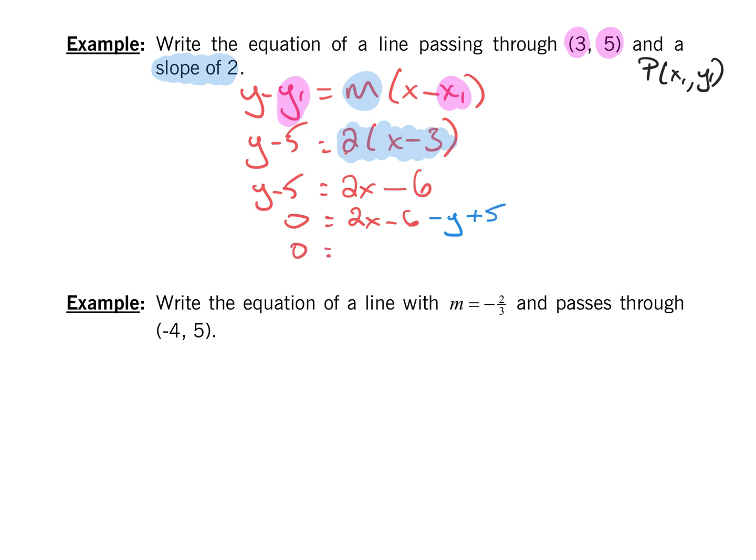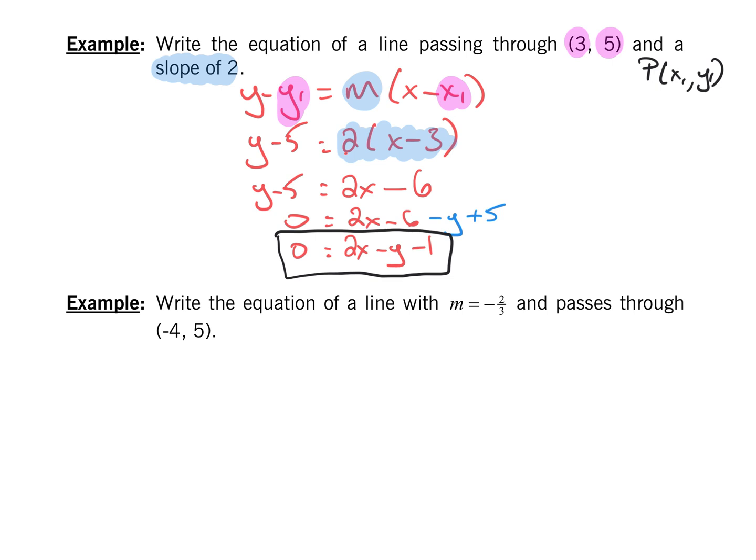Rewriting this, we're going to put the x first, so 2x, then the y, so that's minus y, and then minus 6 plus 5. Minus 6 plus 5 is minus 1. And now we have an equation of a line in standard form. So that's what we have to do. And we're going to repeat that a few more times.